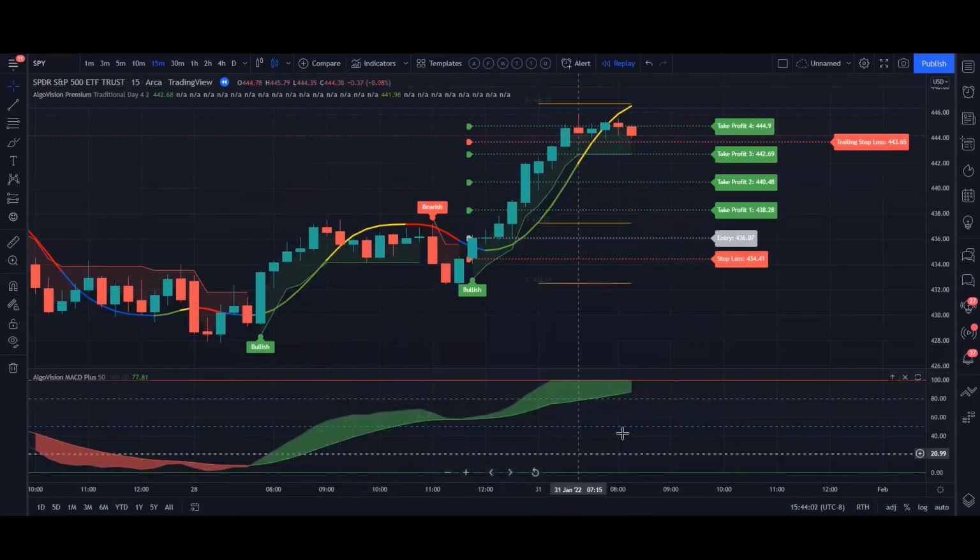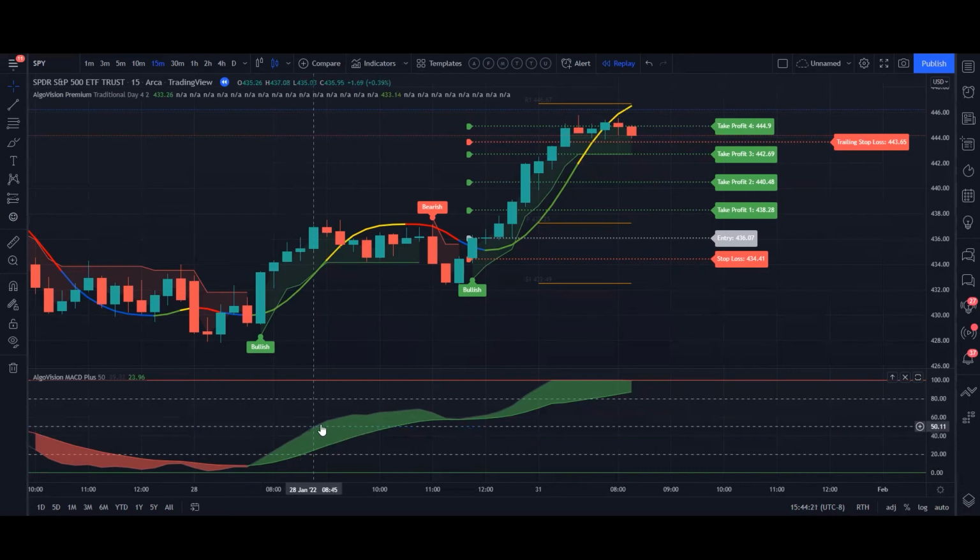Now notice this does not look like your standard MACD, but rather it is a bit cleaner and easier to read than the normal MACD. But let's talk about what the MACD really is. The MACD stands for Moving Average Convergence and Divergence. And essentially, when you pull up the MACD, you'll have two lines.